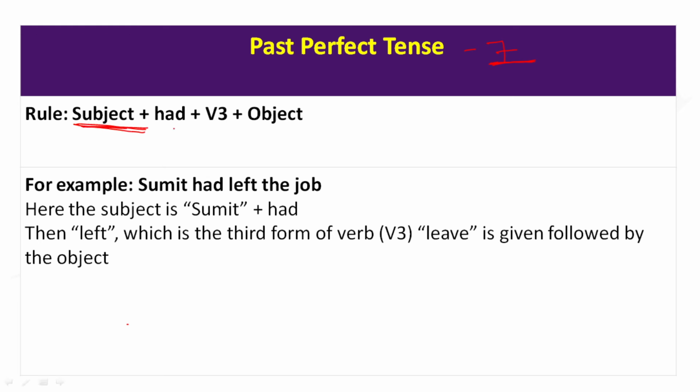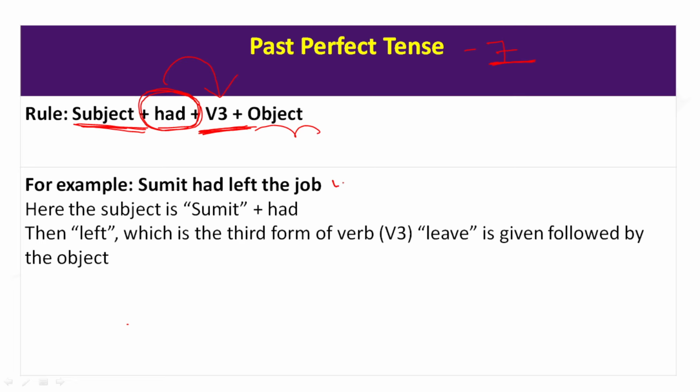Grammar is very simple. Subject plus the helping verb comes, had. Always remember, past perfect means had. Now also remember, whenever we use the helping verb had, the verb should be in the third form, followed by object. So, subject and object are anyways there. Helping verb had plus the verb in the third form. Now the point is very clear, I'm pretty sure.